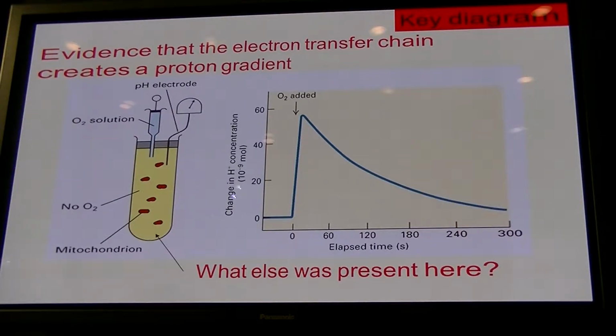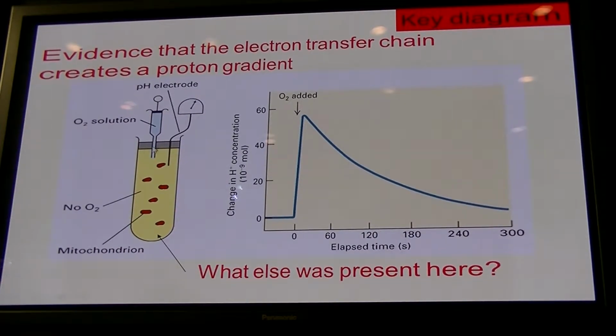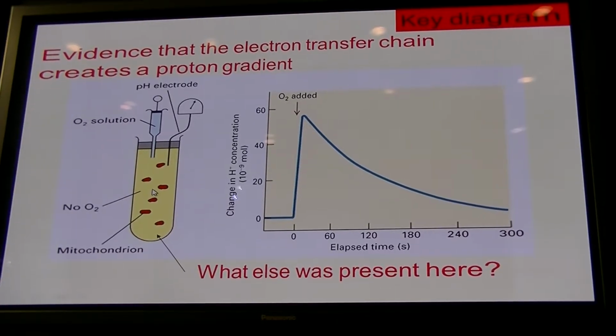So can we see that? Yes, it can be observed. Here's the setup. Mitochondria can be isolated by centrifugation. You grind up cells, and by centrifugation you can isolate the intact mitochondria. You can provide the mitochondria with oxygen, and that oxygen is an electron acceptor.